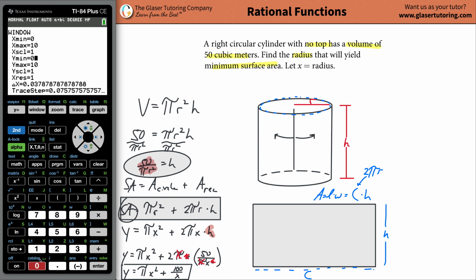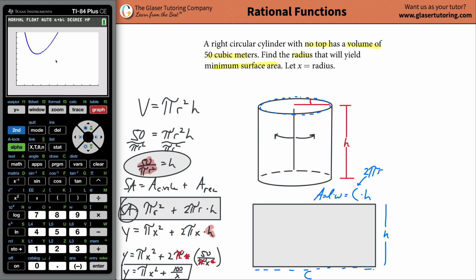So you cannot have a negative surface area. The smallest surface area is 0. All right, and what I'm going to do is bring this up to maybe 100 for now. Okay, and I'm going to scale it by 10. That means every tick mark will represent 10. Now hit your graph. Look.